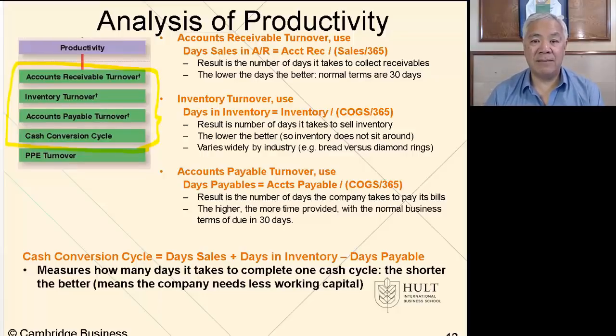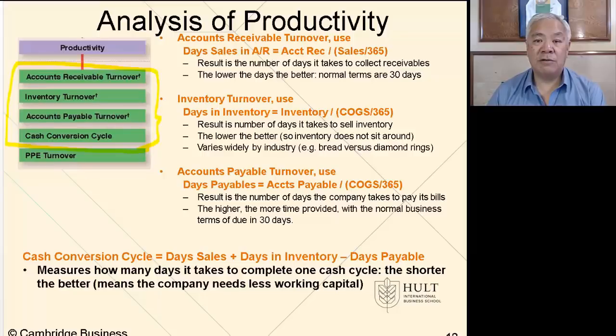So the fewer the days, the better. Normal commercial terms between businesses is usually 30 days. So in your mind, you should have the number 30. If it's 30 or less, you're collecting really fast. If it's more than 30 by a little bit, that's kind of normal. If it's a lot more than 30, that could be trouble.